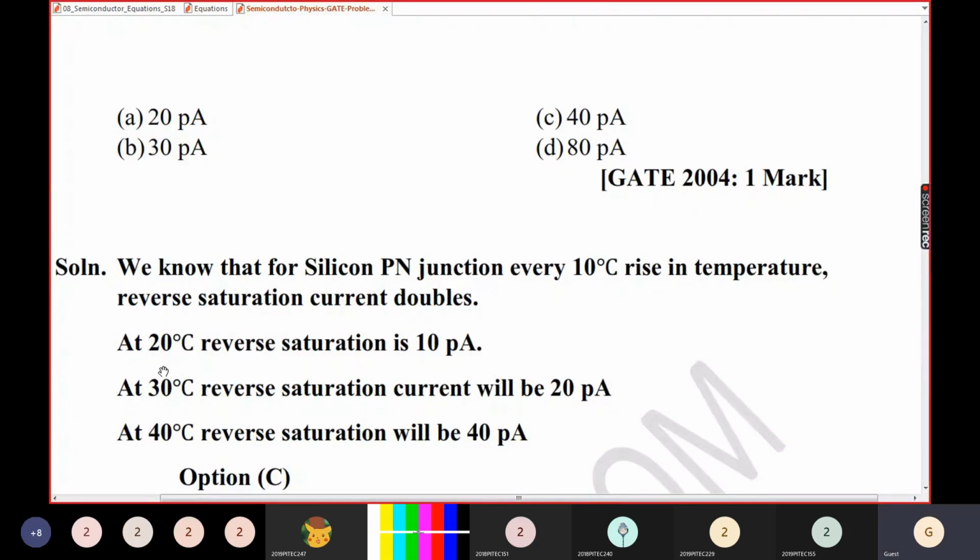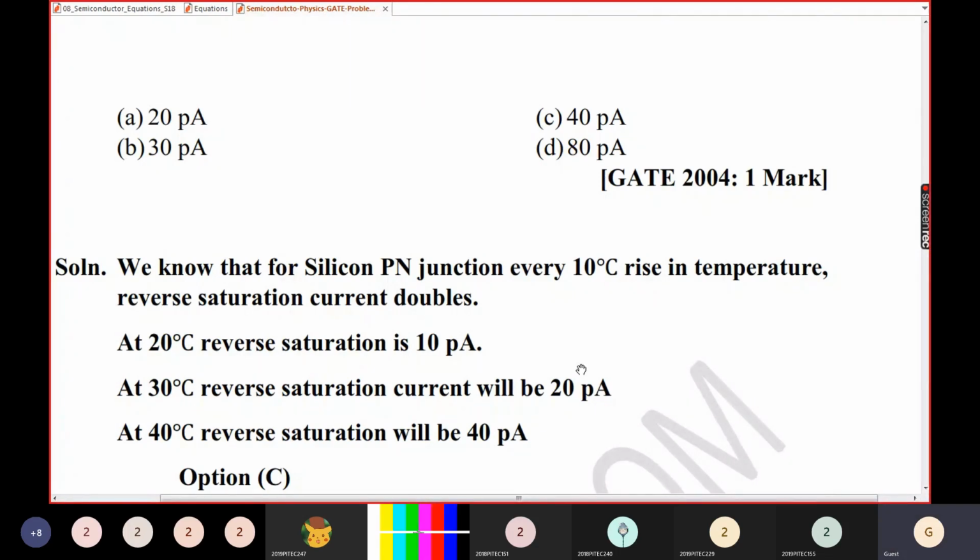For 30 degrees centigrade, a 10 degree rise in temperature will be there, so you get 20 pA. But for 40 degrees centigrade, a 20 degree rise will be there. I think you can understand it. At 20 degrees centigrade they have given 10. For 30 degrees centigrade, 10 plus 10, 20. Again it is going to double, 20 plus 20.